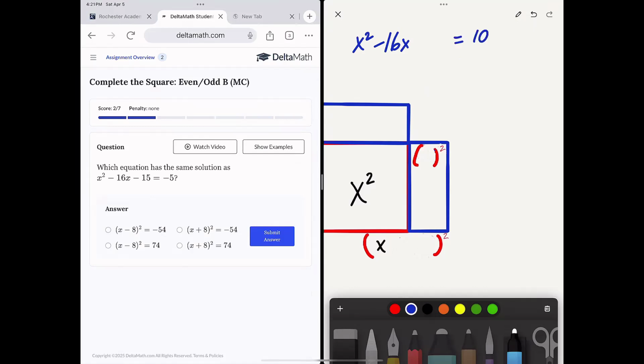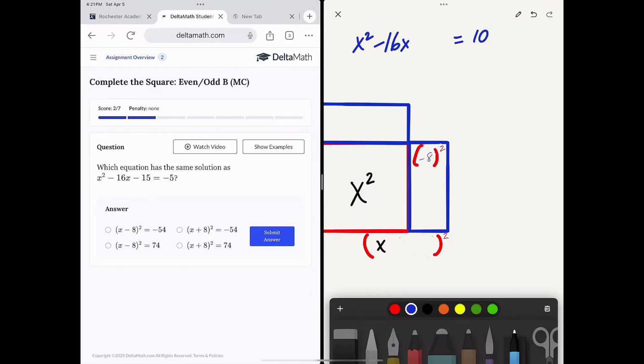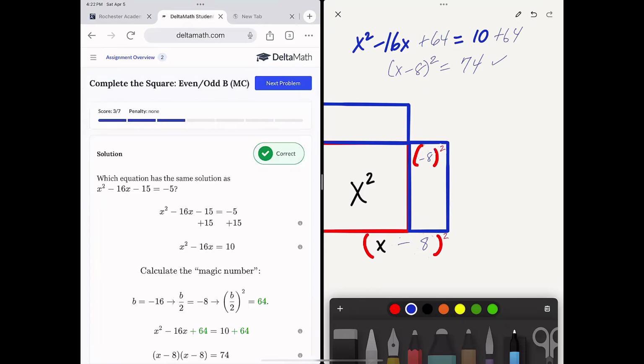So now from here, I'm going to take half of the negative 16, and that's going to be a negative 8, and this is going to be a minus 8. So what I'm going to do is add 64 to both sides. I'm going to rewrite this as x minus 8 squared equals 74. So that's what I'm looking for. x minus 8 squared equals 74. There we go.